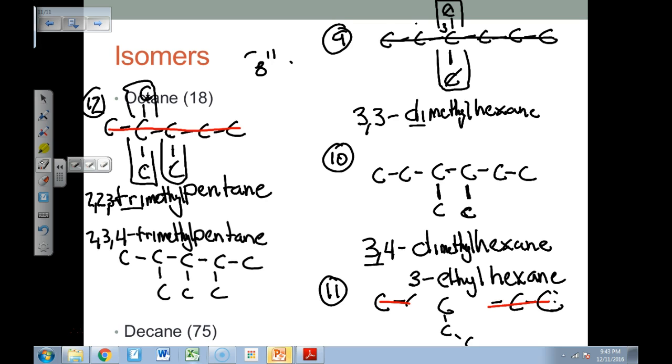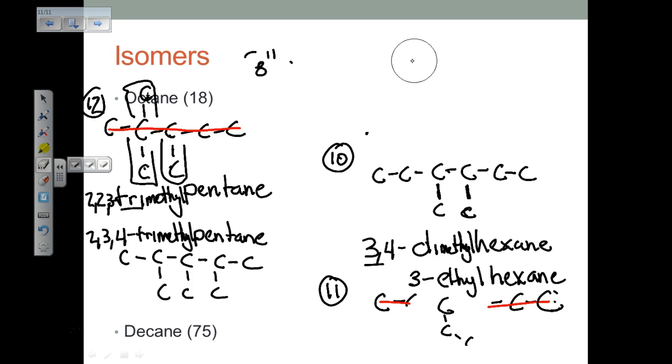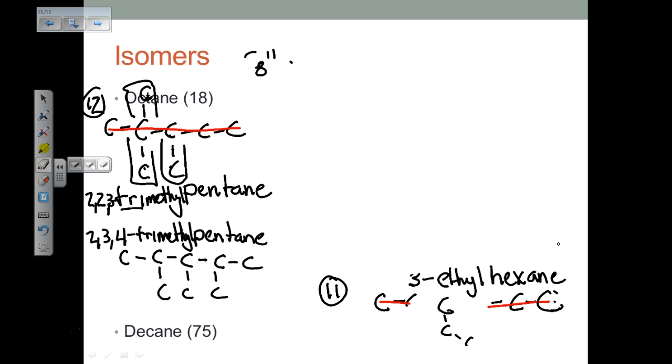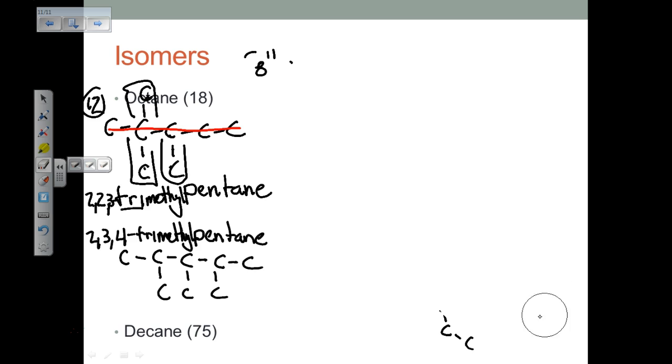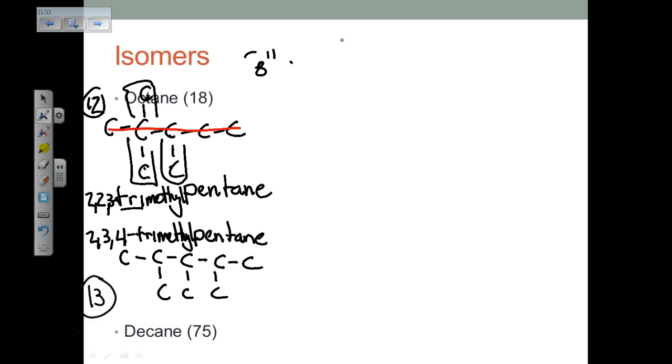Let's get rid of some more of these over here. That was 13 isomers. Now let's do a 14 here. Again, I'm not sure we're done with this. What if we do this? What if we do that?